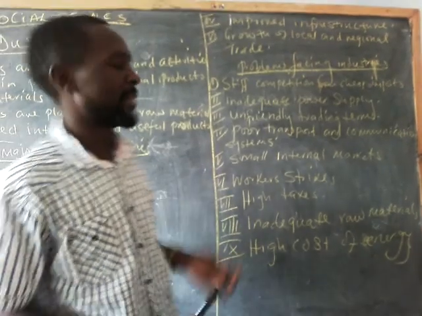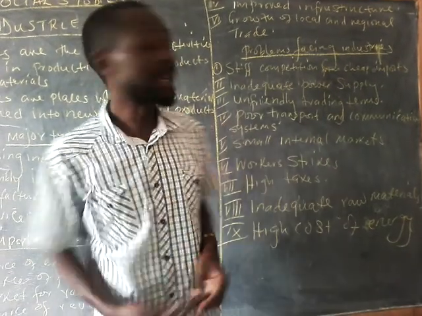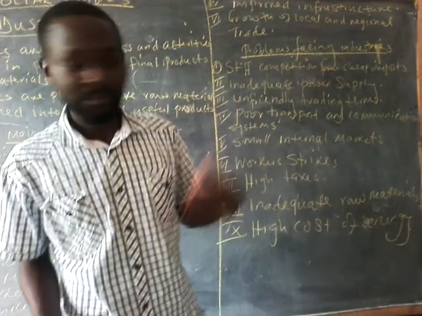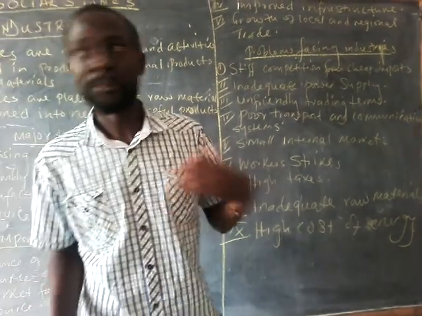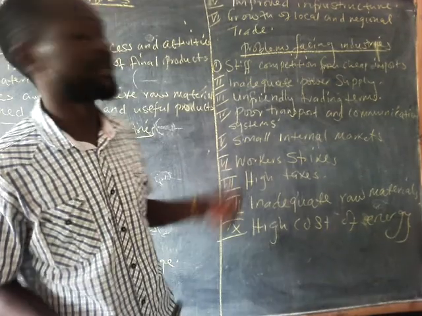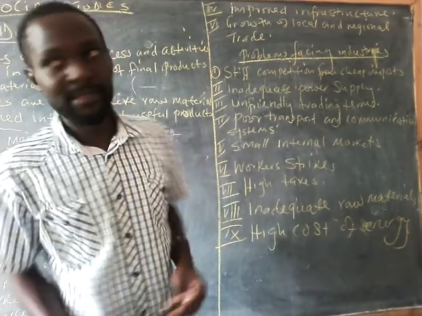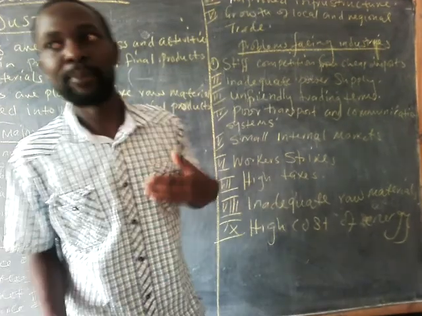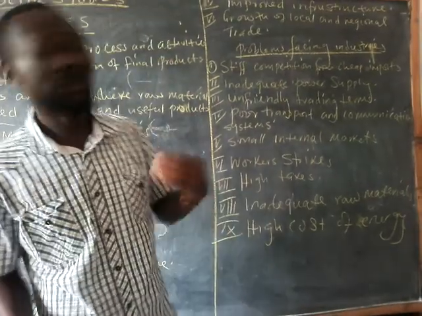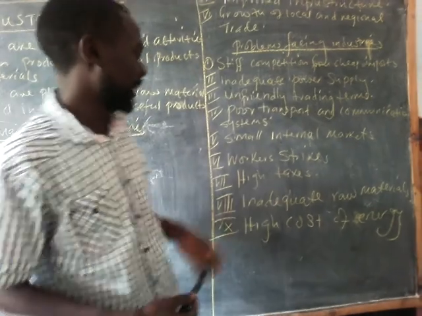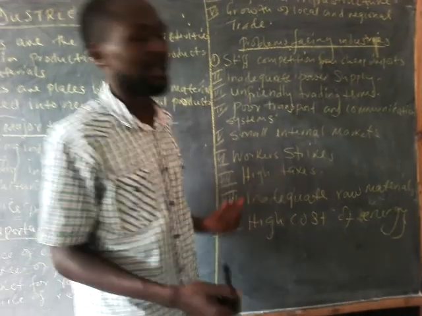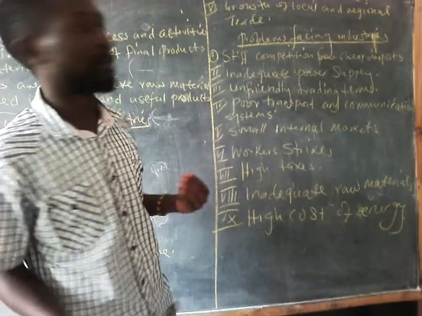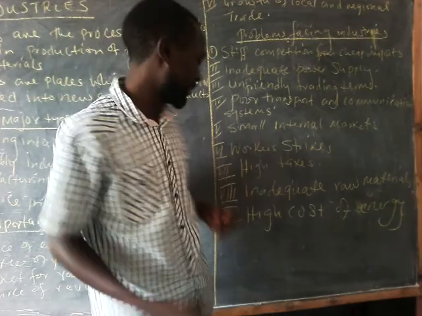Then workers' strikes. Some industries face this problem whereby the workers strike every now and then, either demanding an increase of salaries or improvement of the working conditions. So these strikes are a problem. Then high taxes. There is high taxation, especially by governments, and this makes the production costs too high, making the goods produced expensive. Then inadequate raw materials. Some industries lack enough raw materials to produce the goods needed. And lastly, high cost of energy.